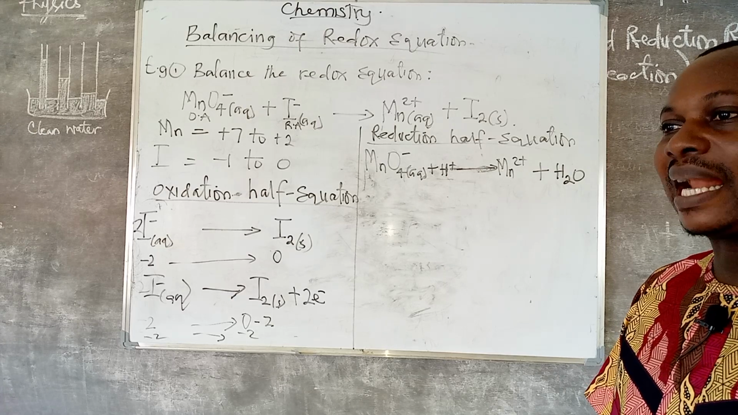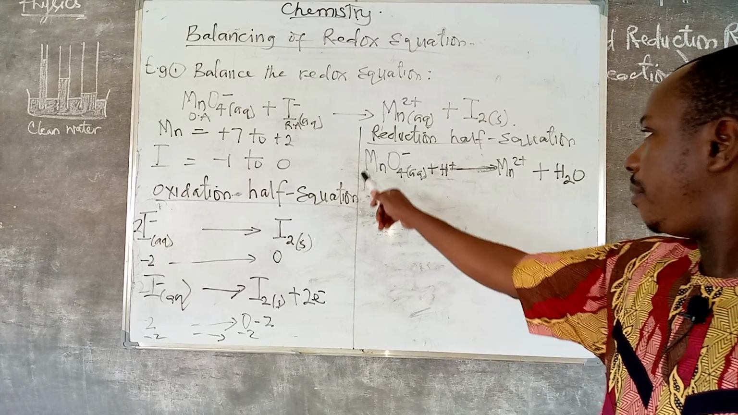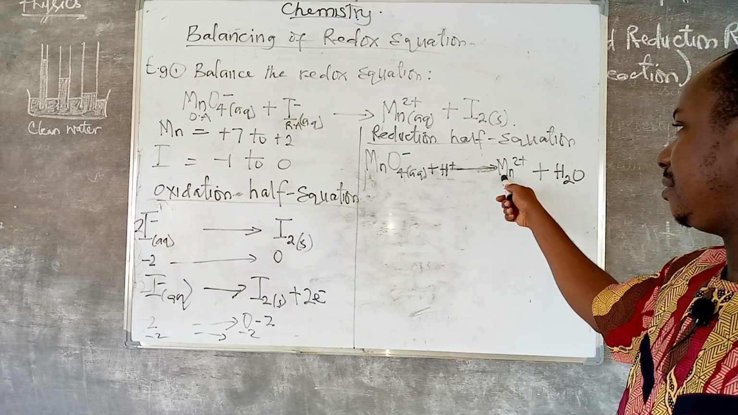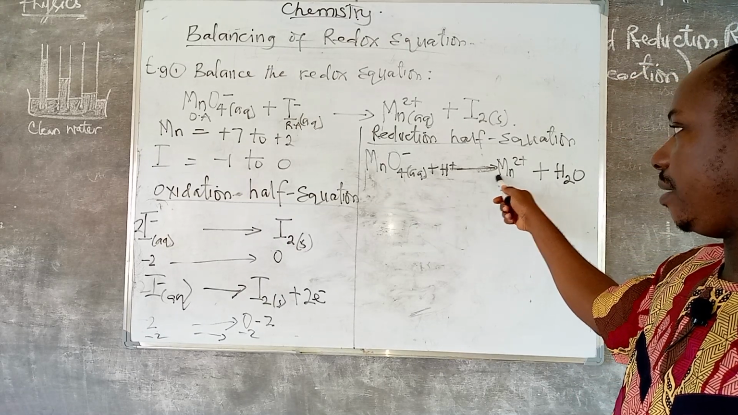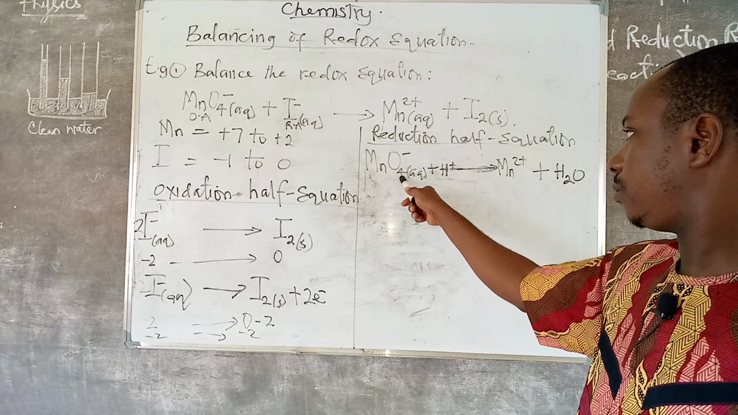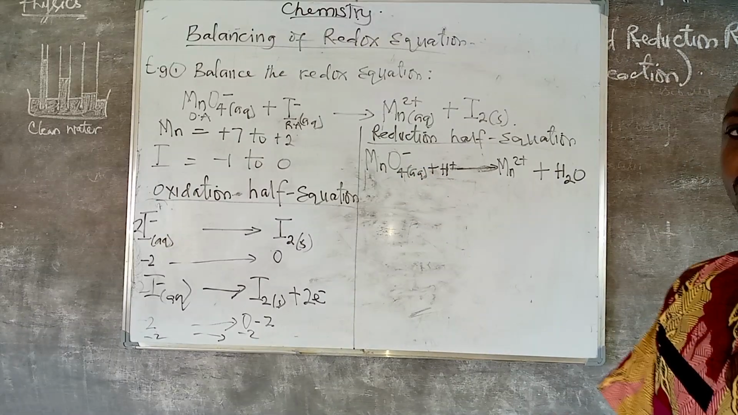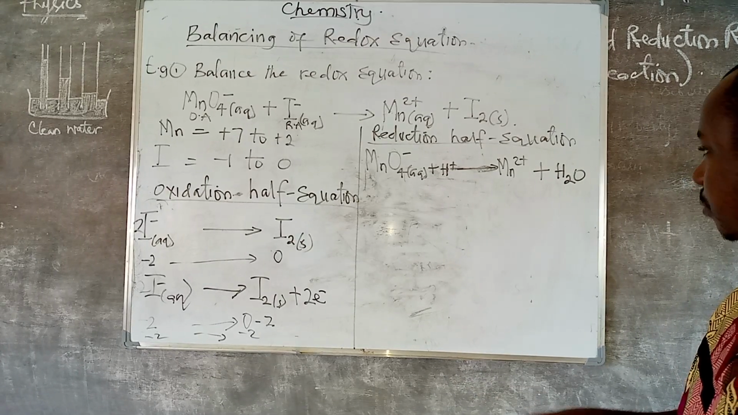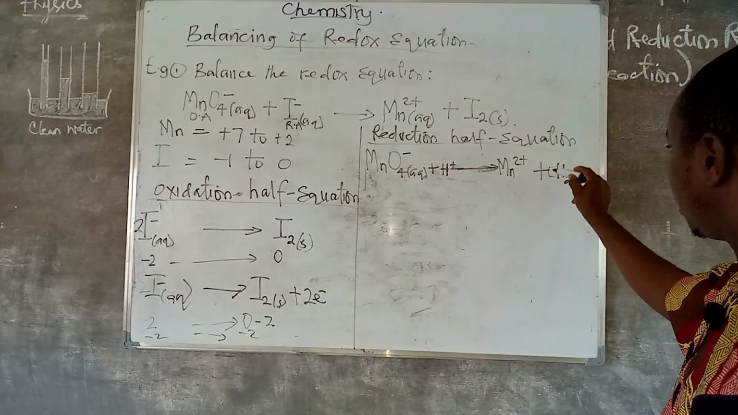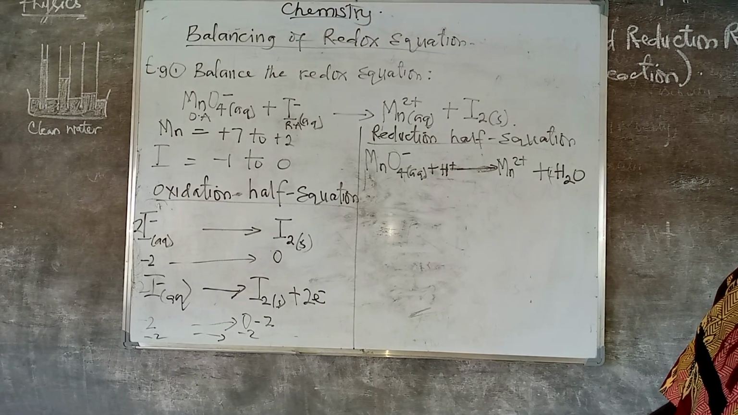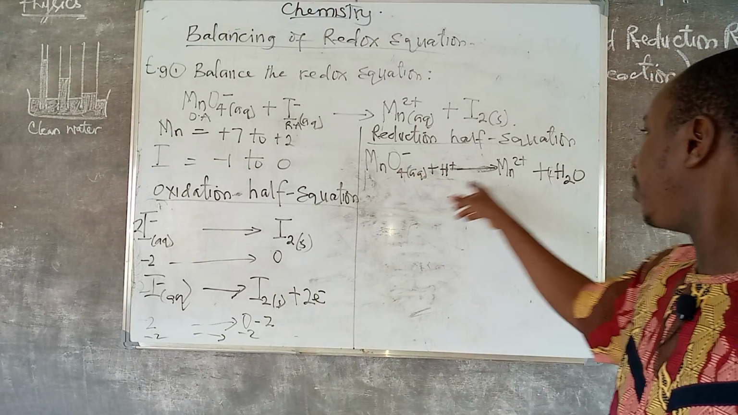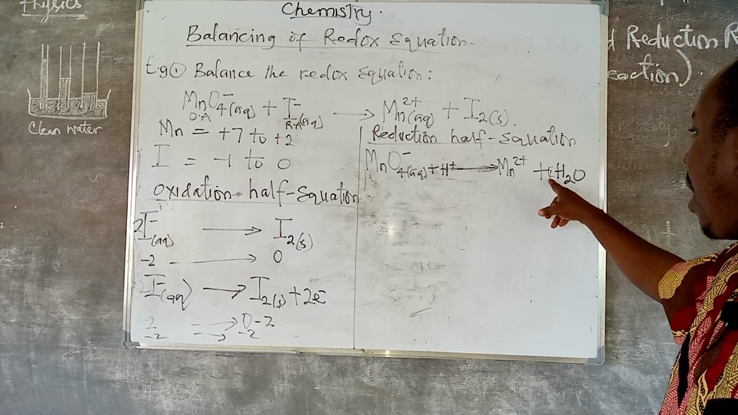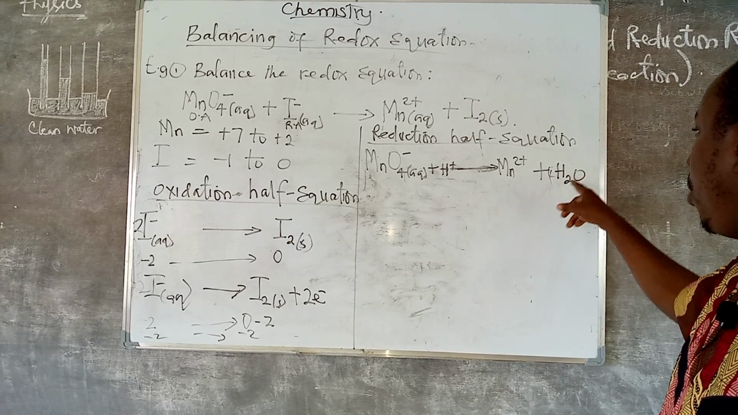First, balance number of atoms. Manganese 1 at the left hand side, manganese 1 at the right hand side. Oxygen 4 here, but oxygen is 1 here. So what do we do? We add 4 here. Remember, oxygen is 4 here, but it's 1 here. So that was why I added 4. So this now, oxygen now has turned to 4.